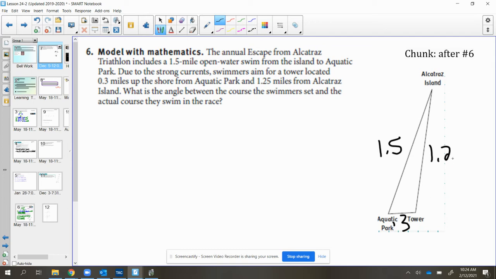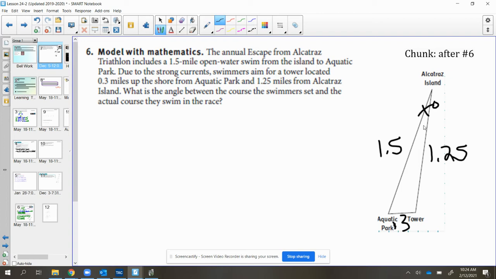So if we label this diagram that they have on page 327, we have our 3 sides. And we want to figure out what is the angle between the course the swimmers set out and the actual course they swim the race. So this little angle in here. So this is our degrees that we're looking for, right? X degrees. So we can solve for this.